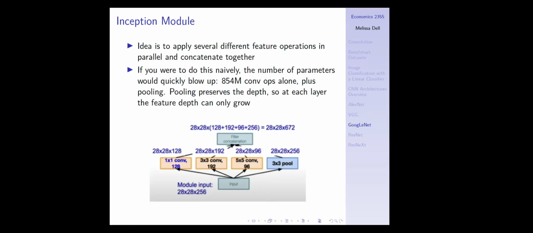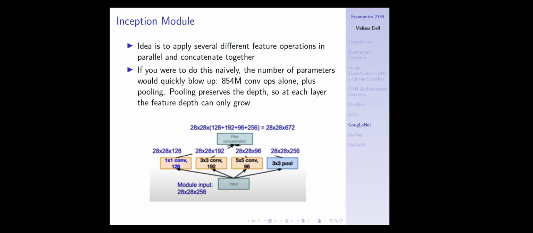And so this single layer alone has 854 million convops, just with the conv filters, and that's not even counting the pooling. And the pooling is going to make this problem even worse when you go to the next layer, because pooling preserves the depth. And so with adding on the pooling, the depth can only grow. I'm not talking about the depth of the network here. There are two different ways that we talk about depth, right? There's the depth of the network, how many layers it has, and then there's the depth of the input, which in this case is 28 by 28 by 672.